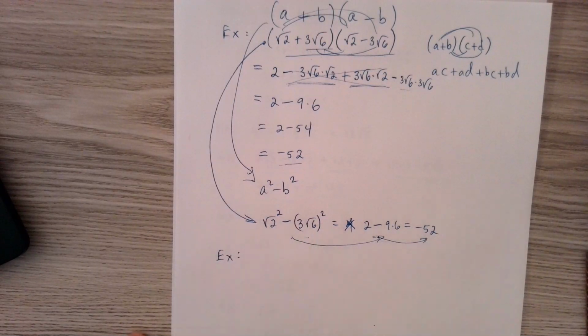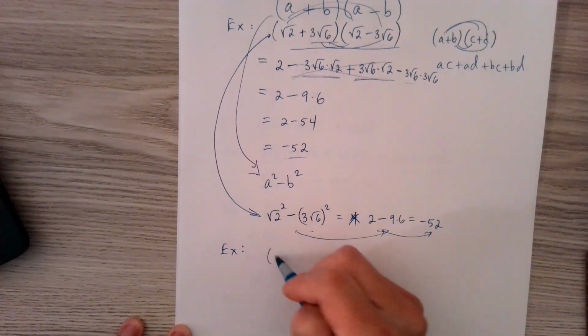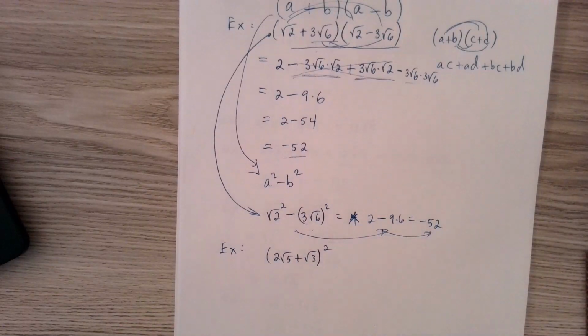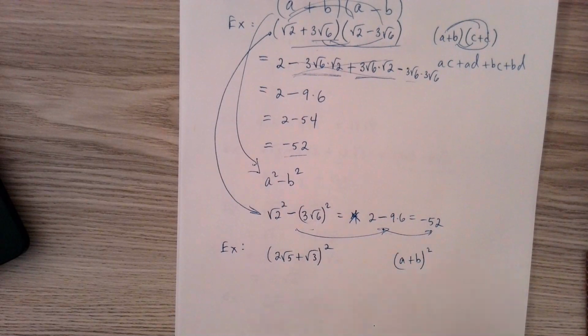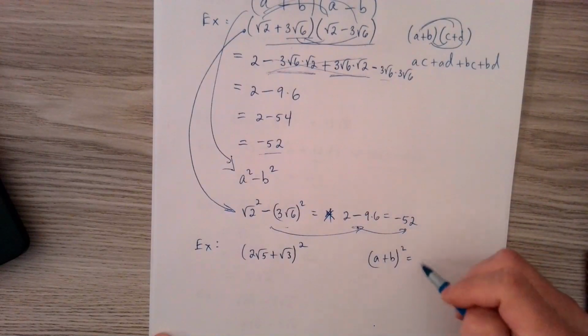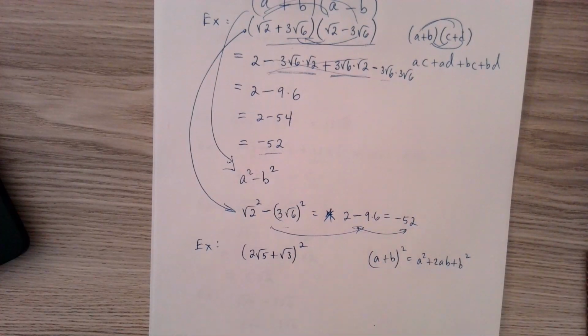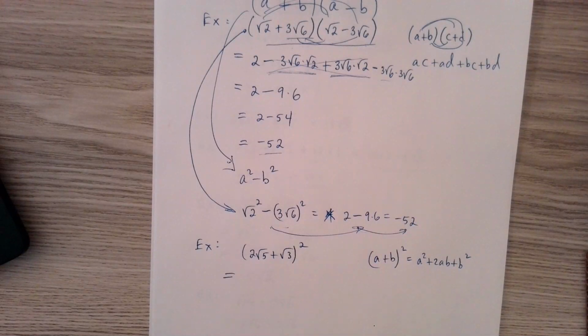Okay, and the final example is sort of along the same lines. I have a binomial squared. A binomial squared, and we've seen that before too. If I have a binomial squared, there's a pattern. That's a perfect squared trinomial pattern. A squared plus 2ab plus b squared. So if I recognize that, then I don't have to do the long drawn out foiling.